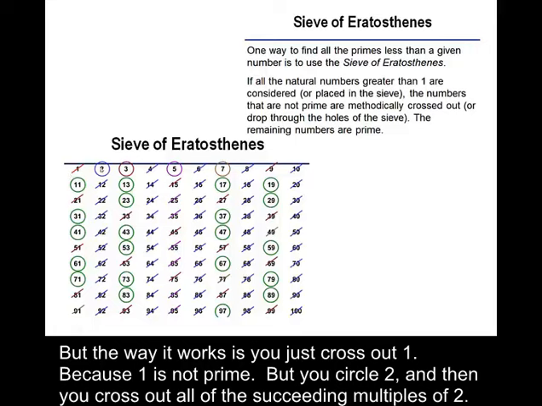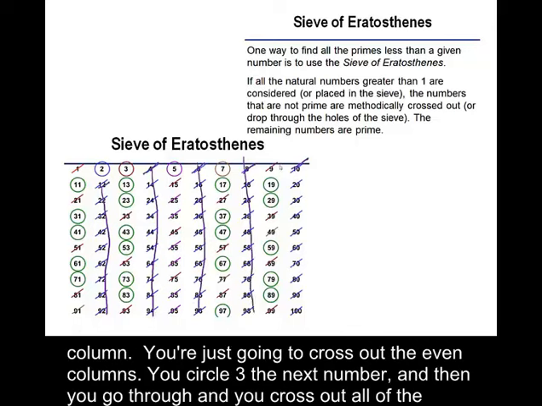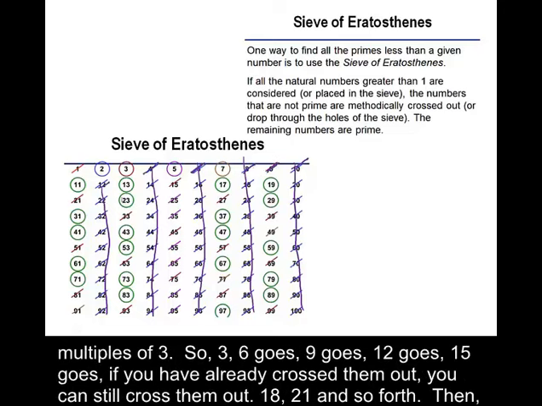You circle 2 and then you cross out all the succeeding multiples of 2. So you're going to cross out that whole column because it's even, and that whole column, and that whole column. You're just going to cross out the even columns. You circle 3, the next number, and then you cross out all of the multiples of 3. So 3, 6 goes, 9 goes, 12 goes, 15 goes. If you've already crossed them out, you can still cross them out. 18, 21, and so forth.